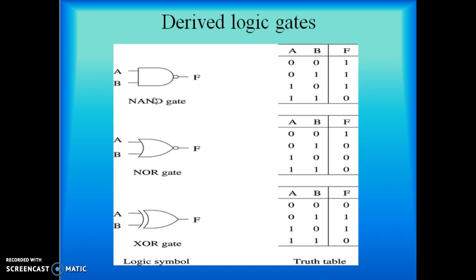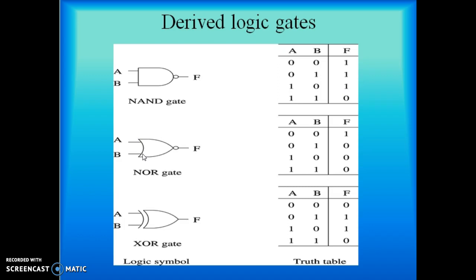on the right side. NAND gate is a combination of AND gate and NOT gate. It is also having two or many inputs and single output. It is exactly opposite of AND, that is negation of AND. So output is low only when all the inputs are high. If one of the input goes low, output goes high.